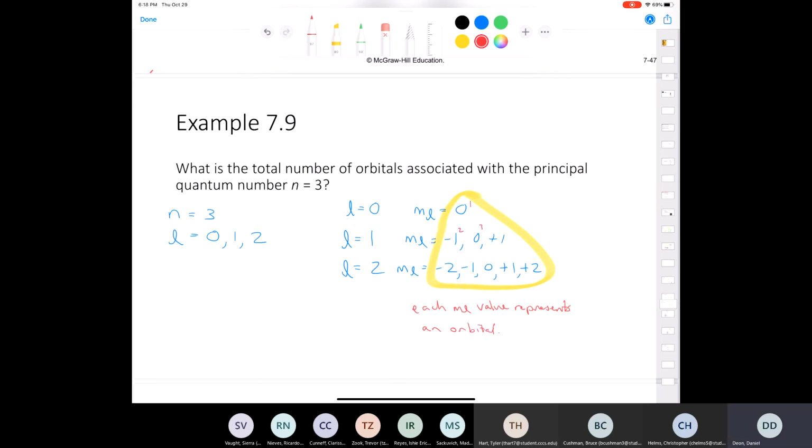1, 2, 3, 4, 5, 6, 7, 8, 9. There's a total of 9 orbitals. So we get 1 s orbital, 3 p orbitals, and 5 d orbitals. 1 plus 3 plus 5 gives me a total of 9 orbitals. There we go. And that's the answer to the question.